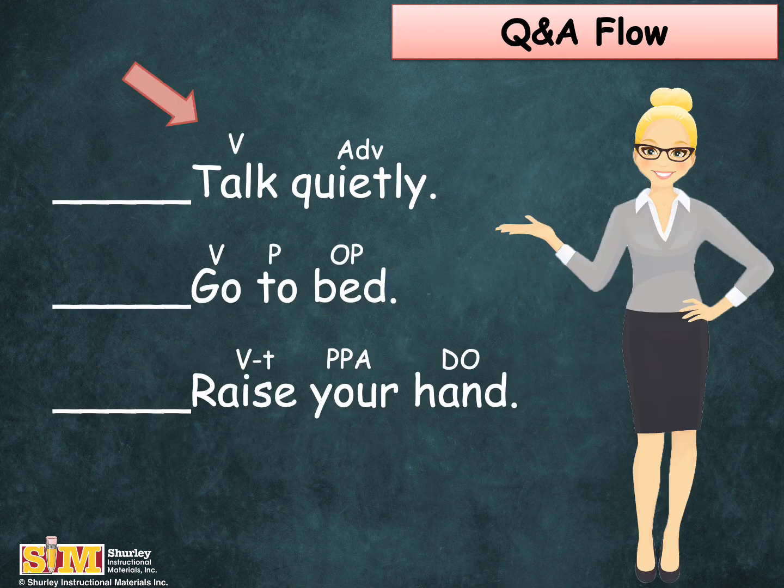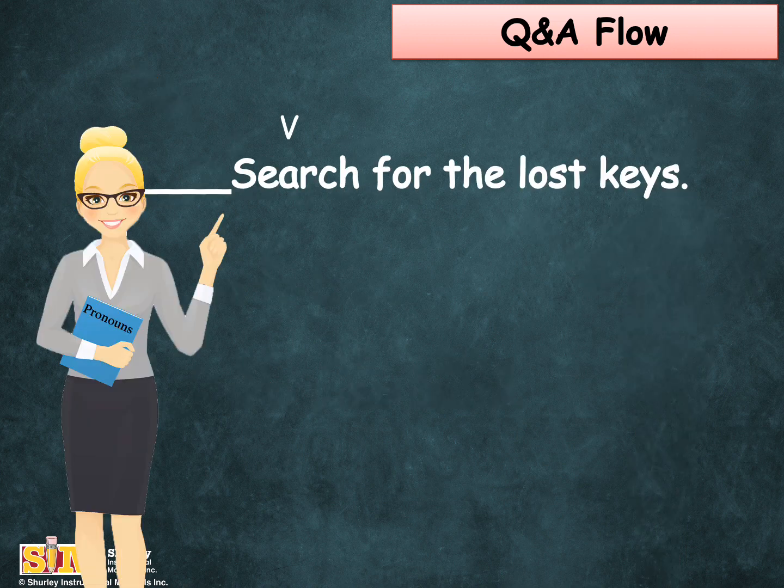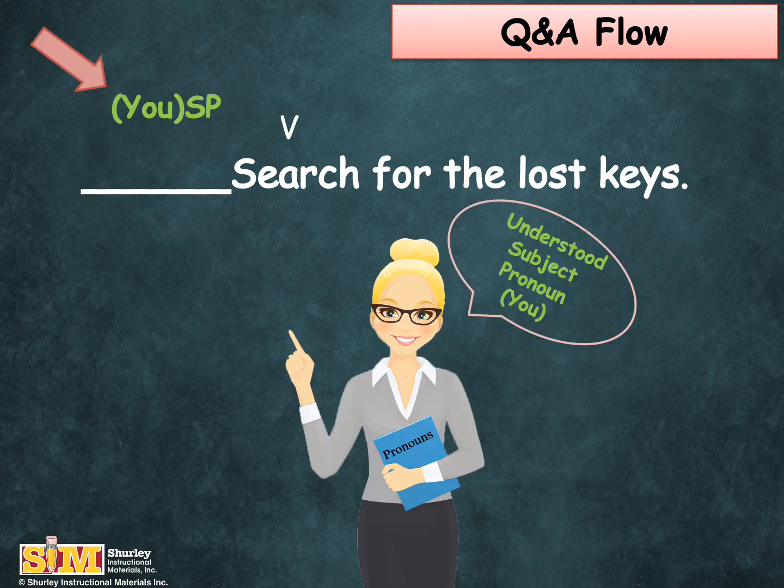Once students realize that imperative sentences usually start with a verb, they are easy to recognize. Notice these sample sentences. They all begin with a verb. Talk quietly, go to bed, raise your hand. Now, even though this sentence looks like it begins with a verb, it actually begins with the understood subject pronoun you. You just can't see or hear it. It's invisible.